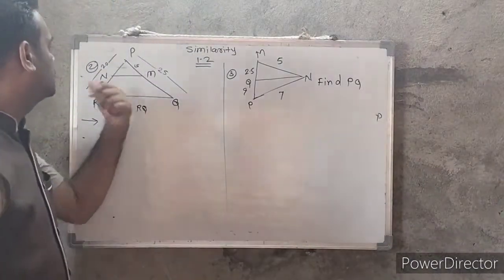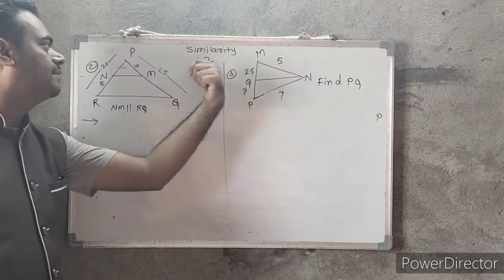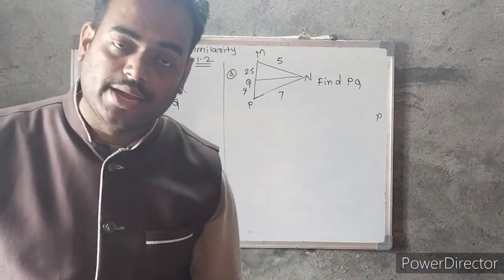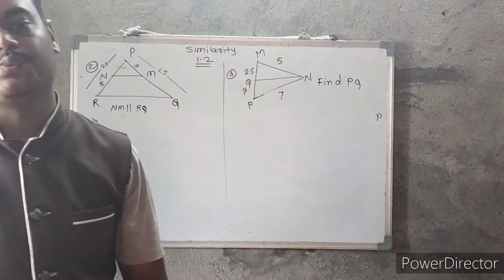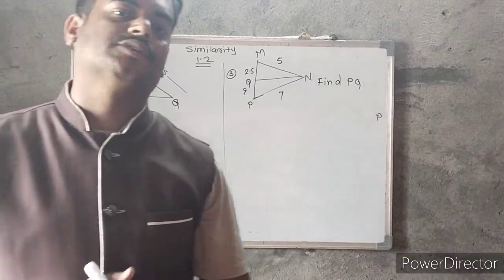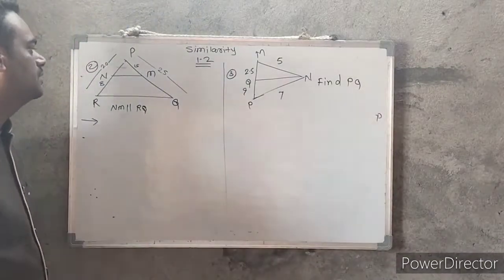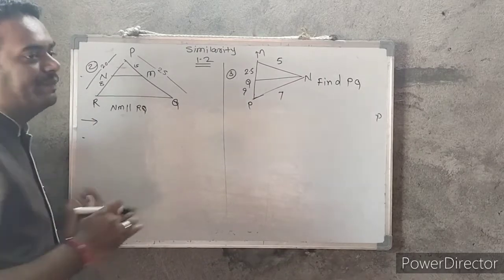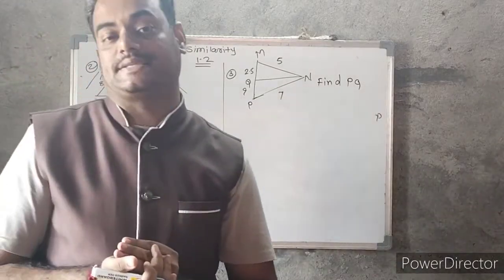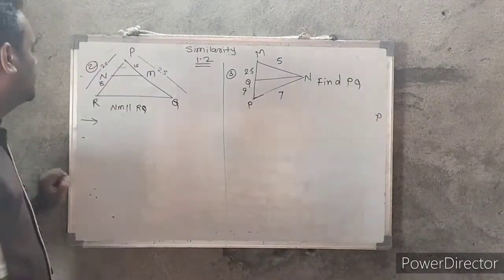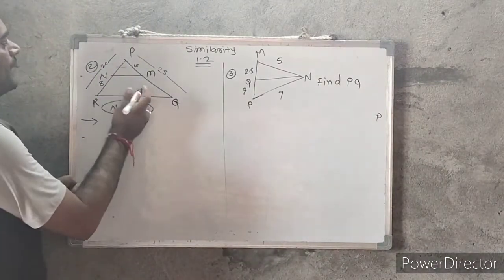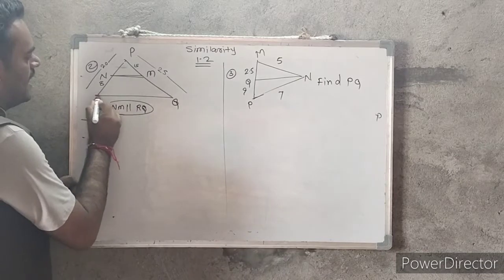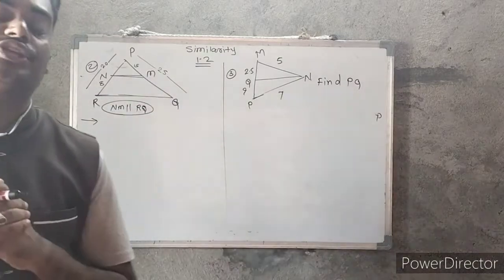Students, today we are going to discuss the second and third example from the topic similarity and exercise number 1.2. Already we discussed the first question, now the second and third question. Here in this example, they are asking about the application of the converse of BPT. They are asking us whether the lines NM and RQ are parallel to each other.